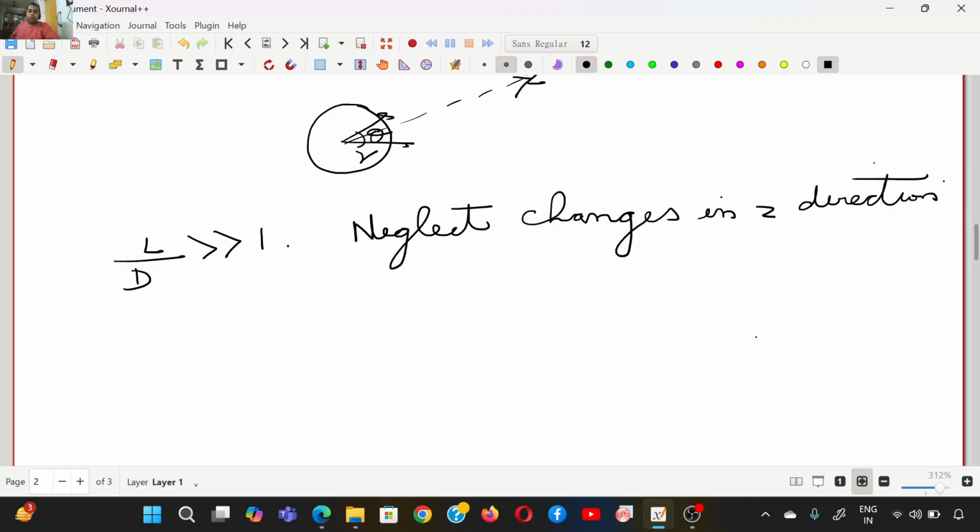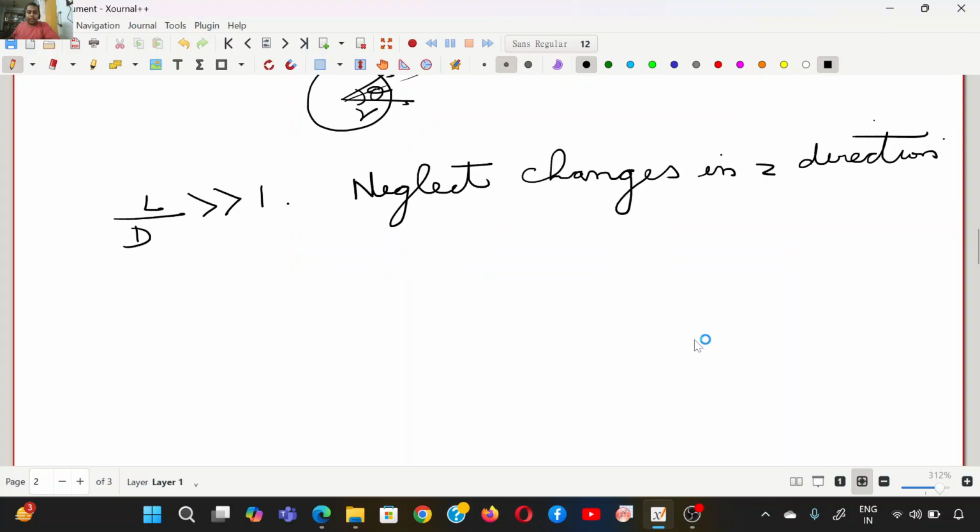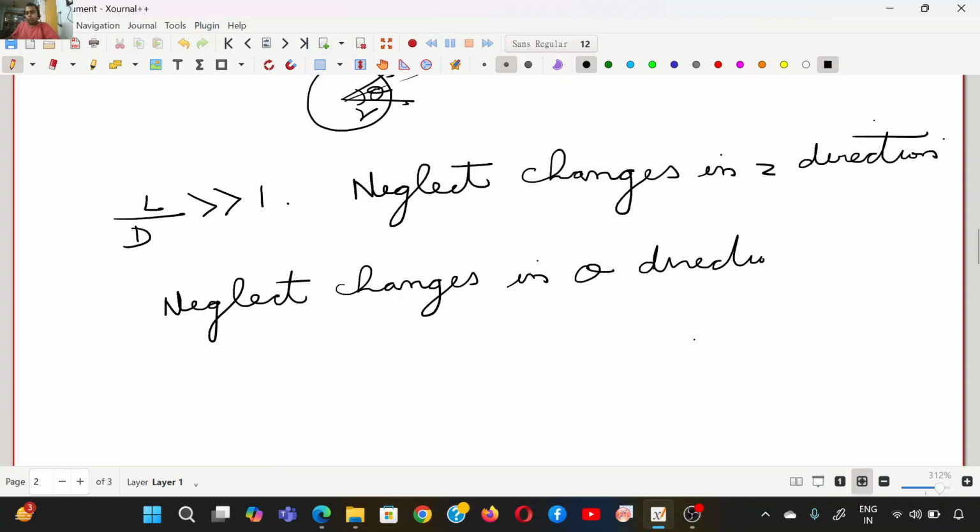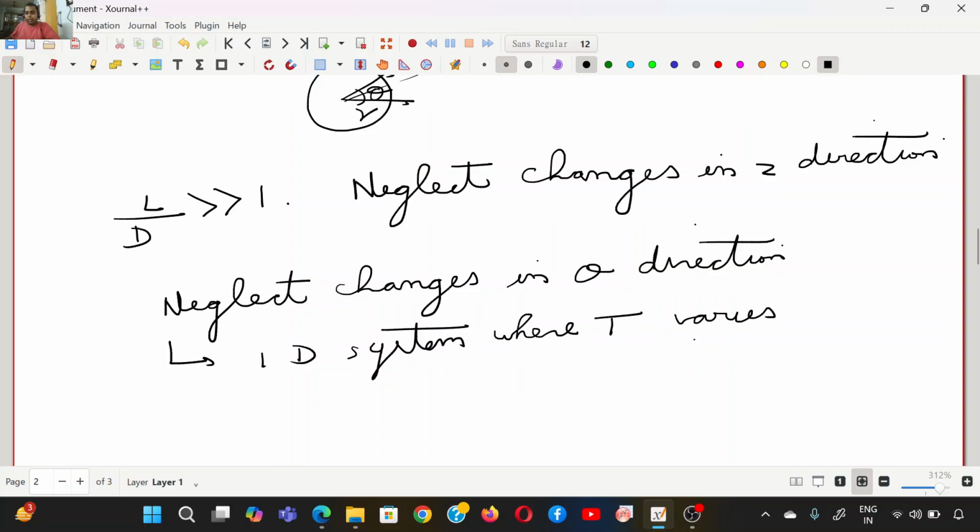We saw that in the cylindrical fluid flow. So if you remember, we told that since it's axisymmetric, there is no dependence on theta direction. So here also we can neglect the spatial variation of temperature in theta direction. Okay. So now basically this is a 1D system where T varies in the r direction.